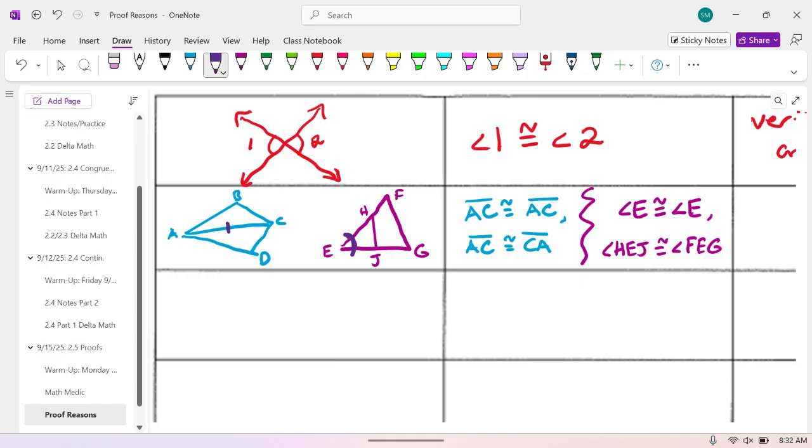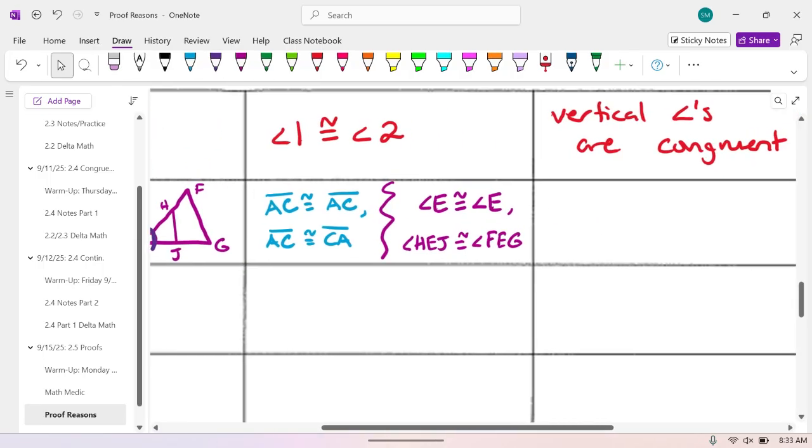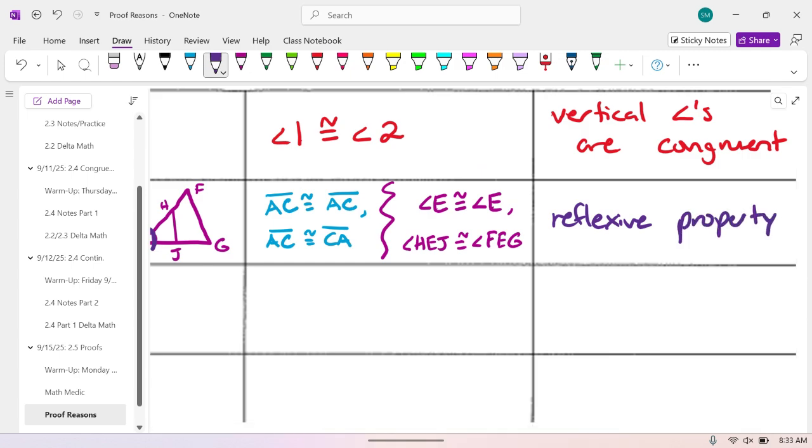The reflexive property. Reflexive property means that any side or angle that two triangles share can be congruent to itself. These two triangles right here, the small one and the big one, both share angle E. These two triangles here share this little segment between them. So by the reflexive property, we can assume that the two sides and angles are congruent because obviously it's with yourself. Yeah, you're congruent to yourself.